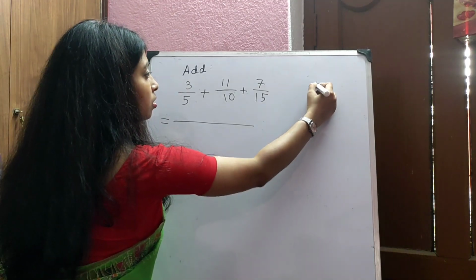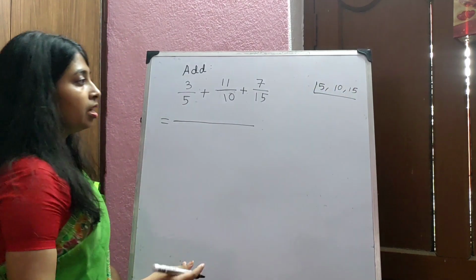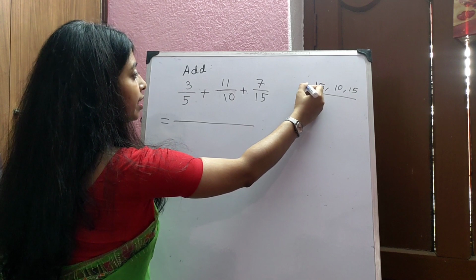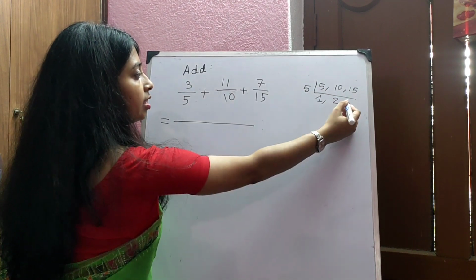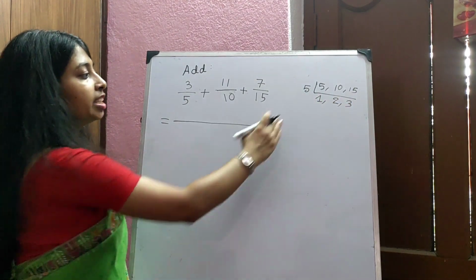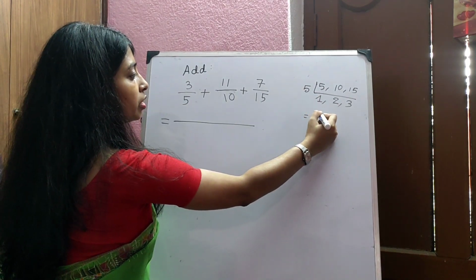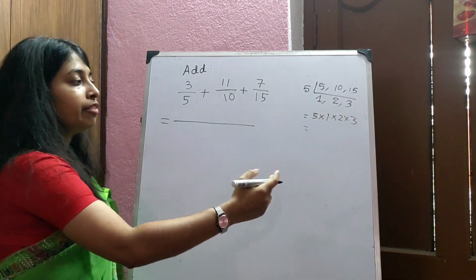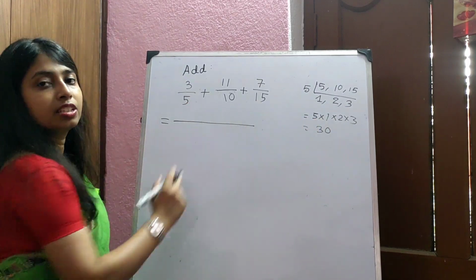We have to do the LCM of 5, 10 and 15. What will be the LCM? Now 5, 10 and 15, all of them are in the multiplication table of 5. So 5 1s are 5, 5 2s are 10 and 5 3s are 15. For 1, 2, 3, there is no common number which can divide them, so the process ends here and we multiply all of them: 5 into 1 into 2 into 3. 5 into 1 is 5, 5 into 2 is 10 and 10 into 3 is 30. Now 30 is the LCM of these three numbers.